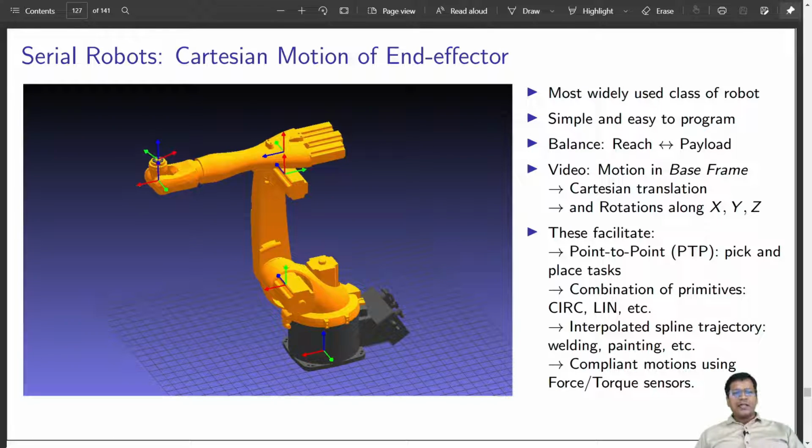Special and advanced tasks include compliant motion tasks that include force sensors, as in the case of material handling using two or more robots in collaboration, or any surface finishing task.